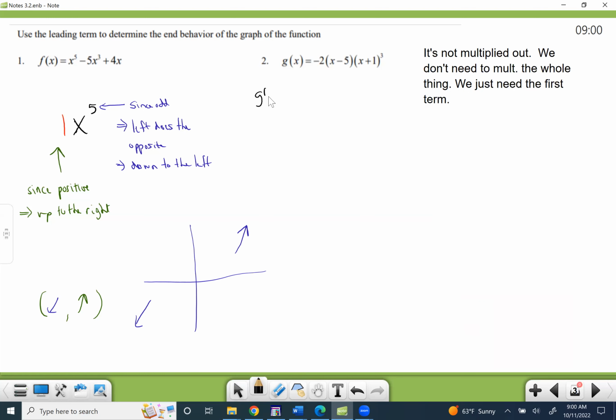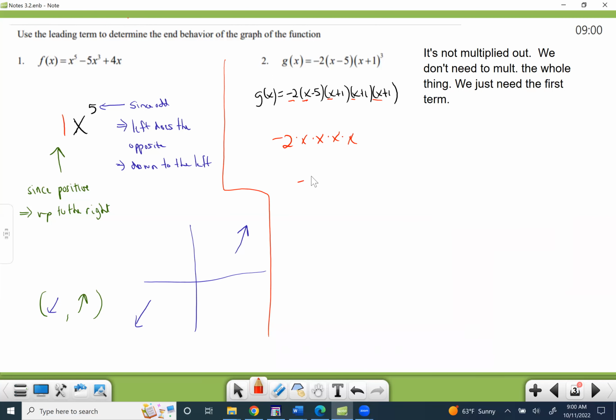So, do a little cheater way. Not really cheater, but smart. How about that? We don't really want everything FOIL'd out. That would take a long time, you guys. Imagine doing x plus 1 to the third power. Holy moly. And you still got to multiply it by other things. So really all you want to look at is the leading term in each set of parentheses, and you just want to multiply that. So we're going to do negative 2 times x times x times x times x. So it looks like that's going to get us negative 2x to the fourth.